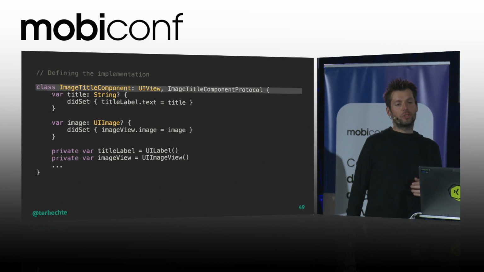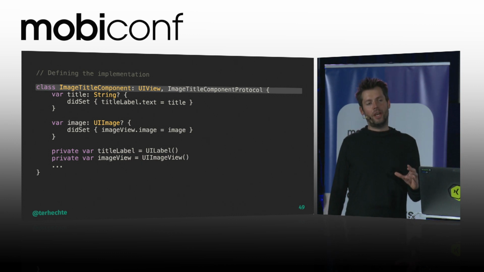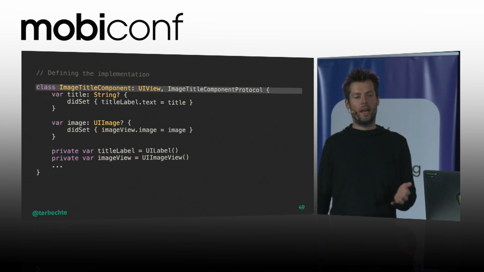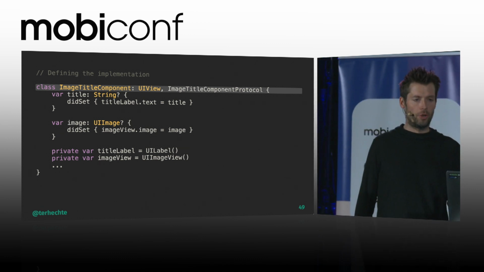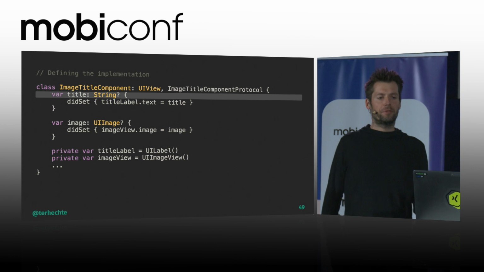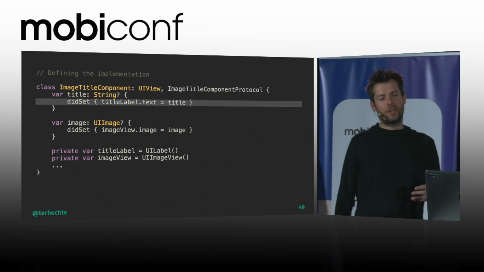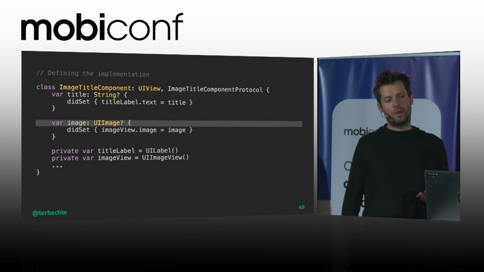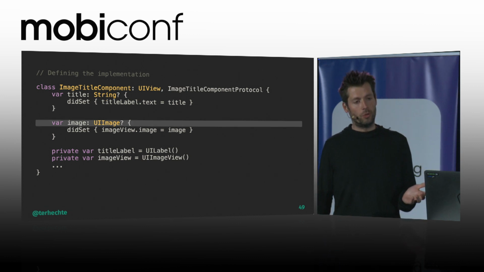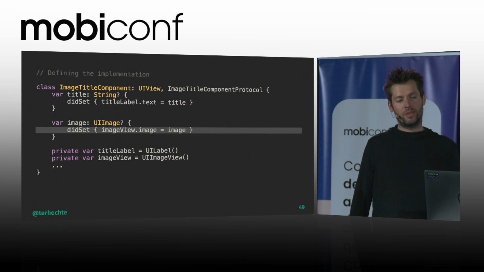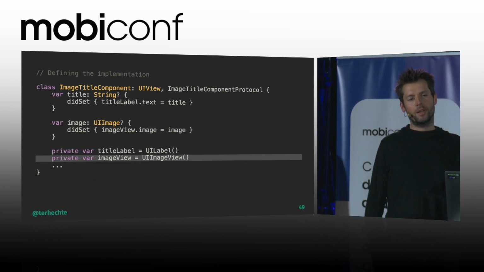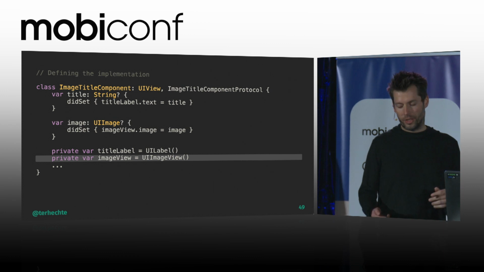Now I have this ImageTitleComponent that is the actual implementation. It's a UIView subclass, obviously, and it conforms to ImageTitleComponentProtocol. It does have a title that, when you set it, updates the internal state in the internal label. It does also have a UIImage that, when you set it, also updates the internal state in the UIImageView. The whole setup of UIKit and so on I will ignore.